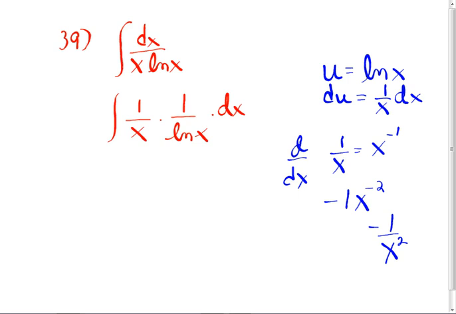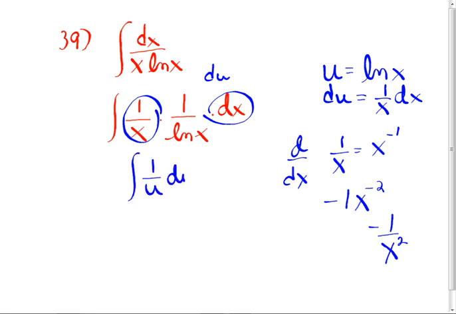There's only so many that can be done. They could have made it so you couldn't do it. If this had been ln of x squared, I'd still do the same u substitution, with vastly different results. Okay, so this together is a du, and this is 1 over u. What is that one? The log of the absolute value of u.